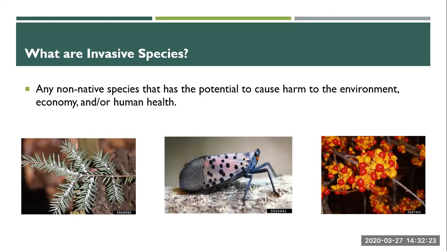So what are invasive species? Invasive species are any non-native species that has the potential to cause harm to the environment, the economy, or human health. Non-native can be from either a different country or just a different ecosystem. For example, a species from the southern United States can move north to the northern United States, outside of its native range.